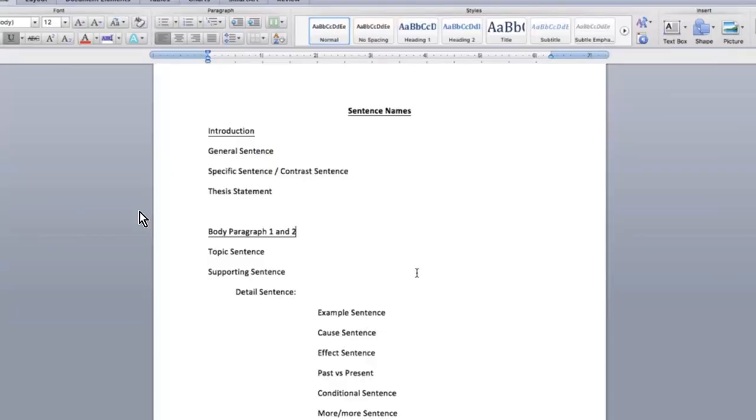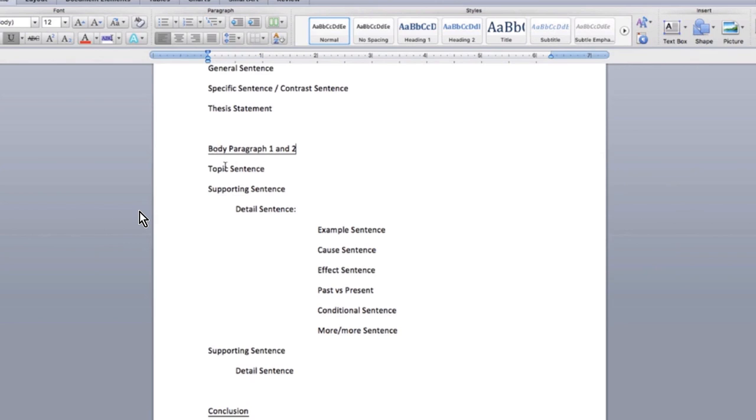Okay, so the first document I want you to look at is this. I've just called it sentence names. I've given every sentence that you're going to write a specific name. In the introduction there are 3 sentences: General, it can be specific or it can be contrast, I'll explain later. Then a thesis statement.